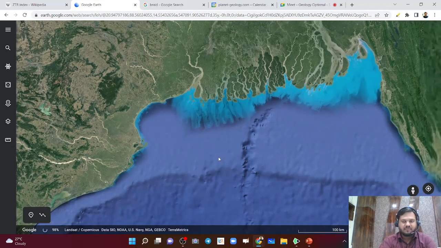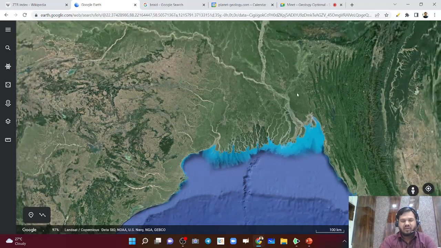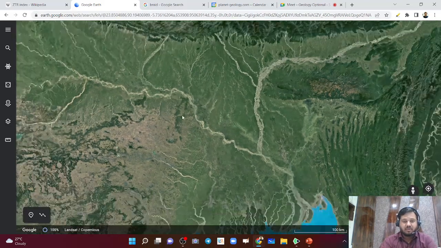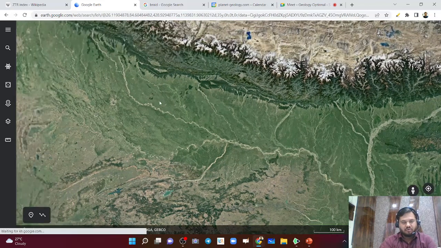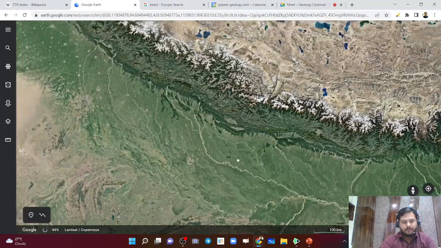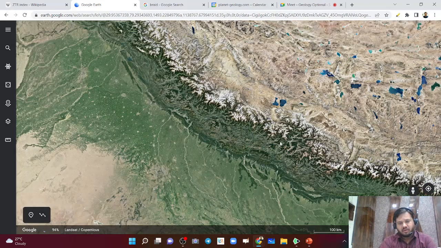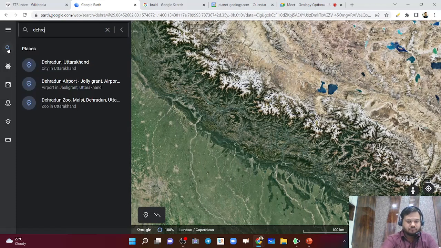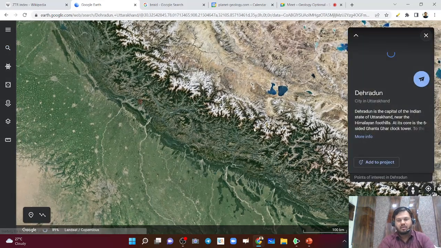Today we will cover this fluvial, basically deposition, right? In fluvial, one is braided, one is meandering, right? Another one was alluvial fan, right? So I will show you alluvial fan also before closing this Google Earth, right? Okay, let me search Dehradun, because Dehradun is nothing but it is situated on an alluvial fan, right?